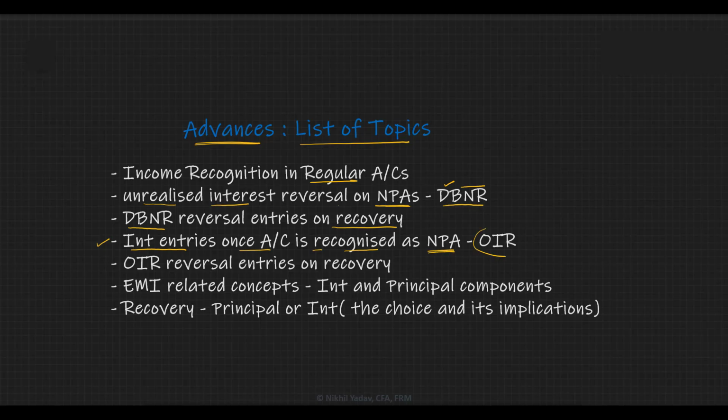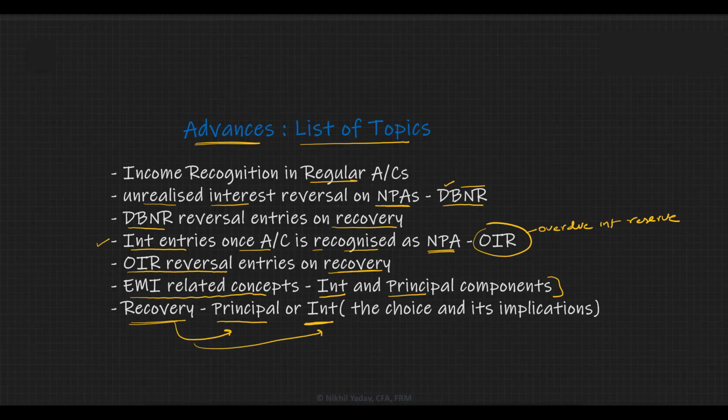There we'll encounter this concept related to OIR, which is overdue interest reserve. Then we'll see the reversal entries of this OIR once the recovery happens. And towards the end, we'll see the EMI related concepts. We'll closely look at the interest and principal components of the EMI. And lastly, we'll see this very interesting topic related to recovery. Here we'll see what kind of considerations the banks have when they choose whether the recovery should go towards the principal or the interest, and the implications of that choice. For now, you see interest has impact on the net profit, whereas principal has impact on the gross NPA.